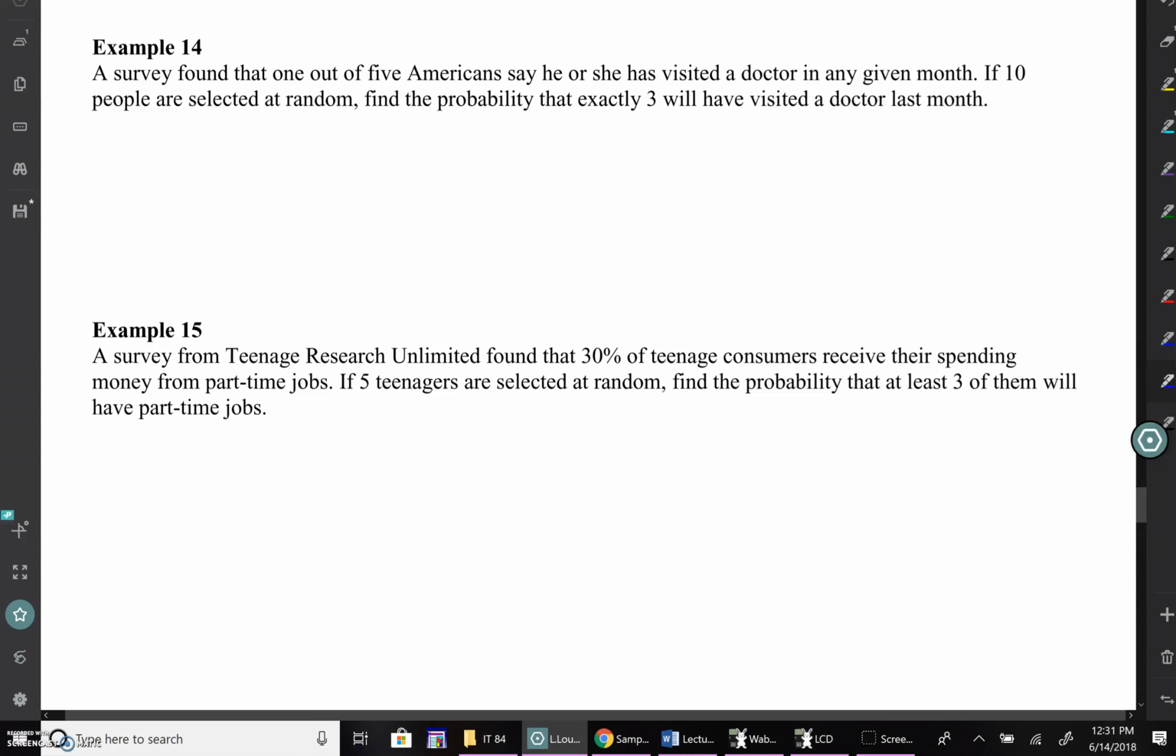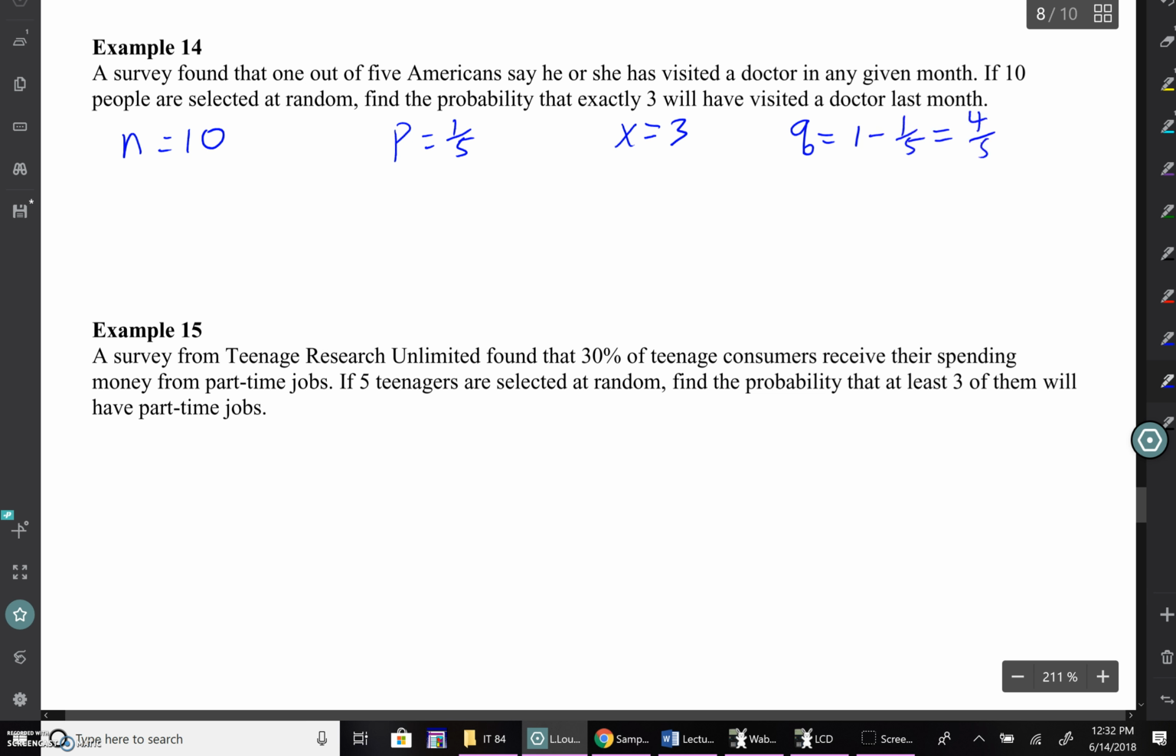Now what can we identify? And remember, for a binomial, I should be able to find an N, a P, and an X. Can we identify any of those? N equals 10. X is 3, and I heard 1 out of 5 for P, which is good. Then I can calculate what Q is. So Q is 1 minus P, so 1 minus 1/5, so 4/5.